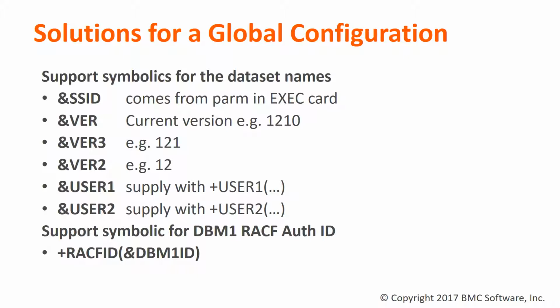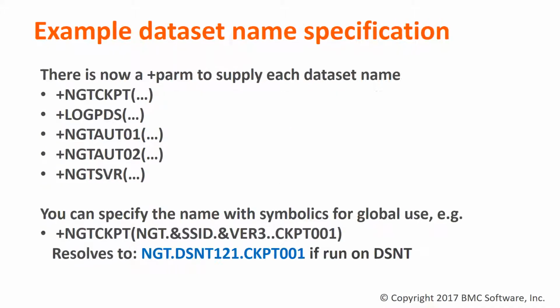Let's have a look at where these dataset symbolics are used. A plus parm has been added for the naming of each NGT system dataset. This is where you can use those new symbolics. In this first example, the checkpoint dataset name includes a symbolic for the subsystem ID and a 3-digit version number. So for this subsystem, it resolved to DSNT121. Let's see some more examples.